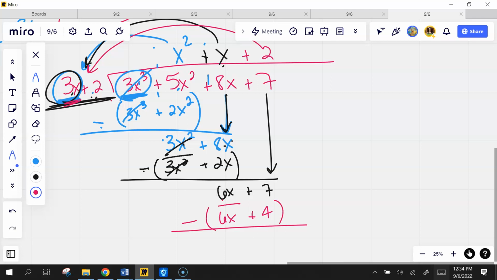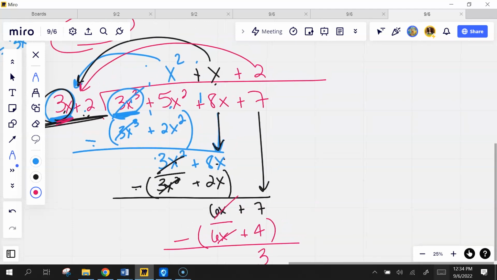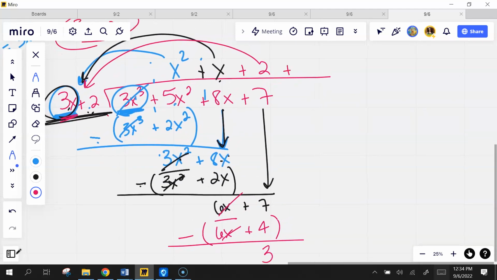What do you do with the 3, Carter says? This is my remainder. And what do you do with the remainder? R3. No! You remember this. You do plus 3 divided by what's on the outside. So what you get when you divide these two polynomials is x squared plus x plus 2 plus 3 over 3x plus 2.